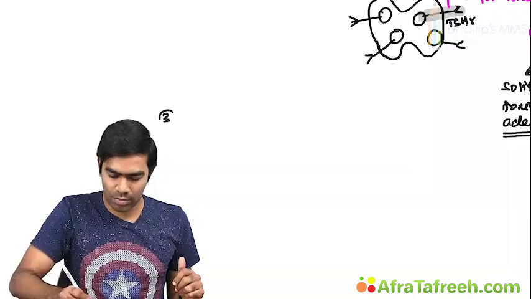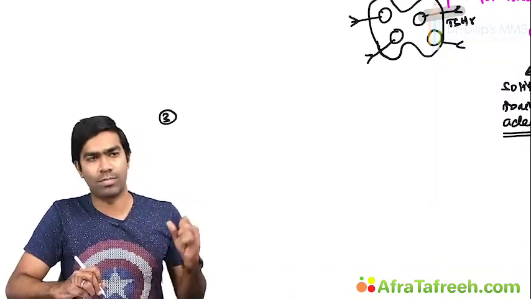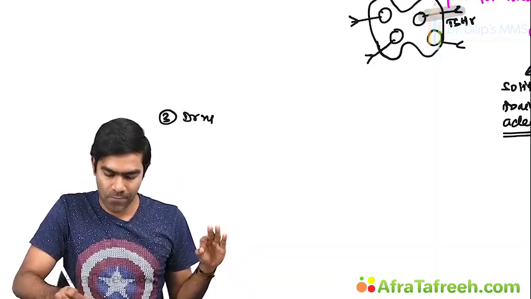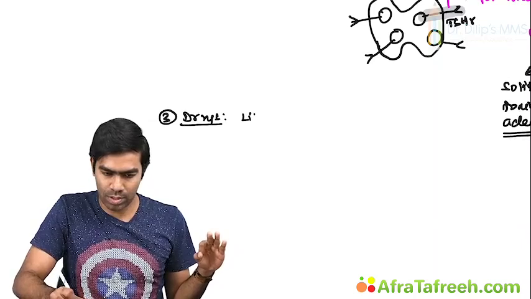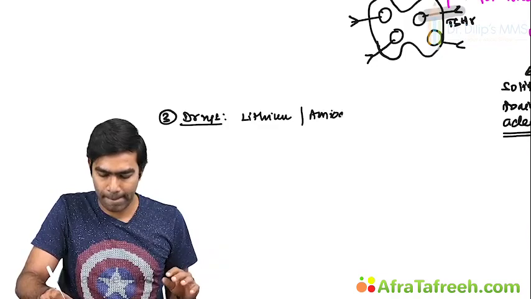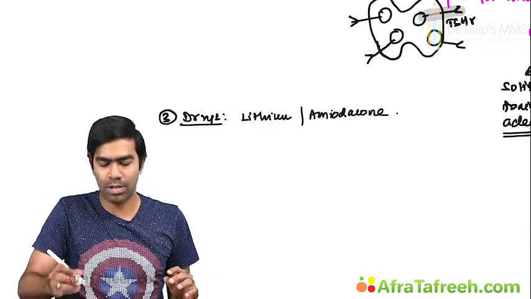What is the third cause of goitrous hypothyroidism? First one, thyroiditis. Second one, iron deficiency. Third one is drugs. There are two drugs that are very important. One is lithium and second one is amiodarone. Very important. Lithium and amiodarone.